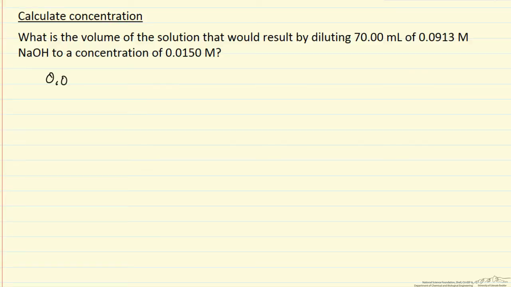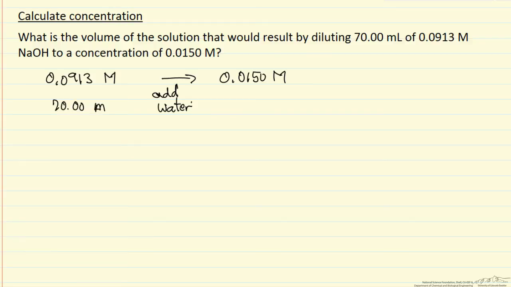I first list the information. 0.0913 molar is my starting solution, and my final solution is 0.150 molar. And I'm going to do this by adding, I'm assuming this is water, and so my initial volume is 70.00 milliliters, and my volume 2 is what I'm going to determine. It's always good to indicate very clearly what is the unknown I'm trying to solve for. We need to add water to get to that volume.